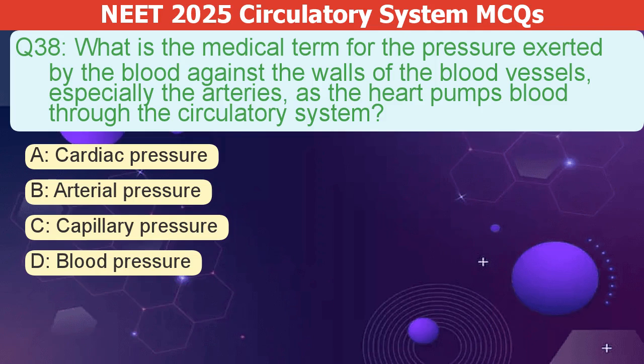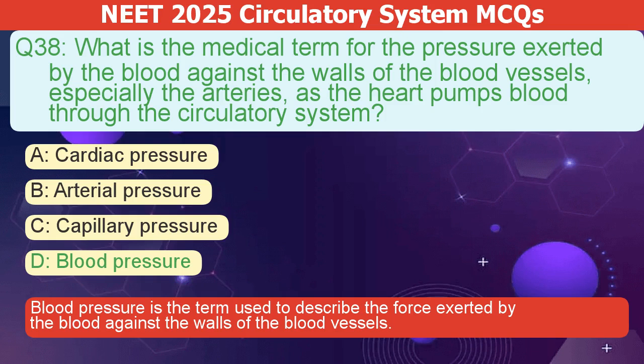What is the medical term for the pressure of blood against the walls of blood vessels, especially the arteries, as the heart pumps blood? A. Cardiac pressure. B. Arterial pressure. C. Capillary pressure. D. Blood pressure. The correct answer is D. Blood pressure is the force of blood against the blood vessel walls.